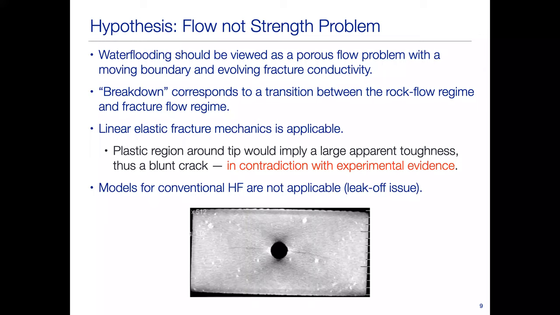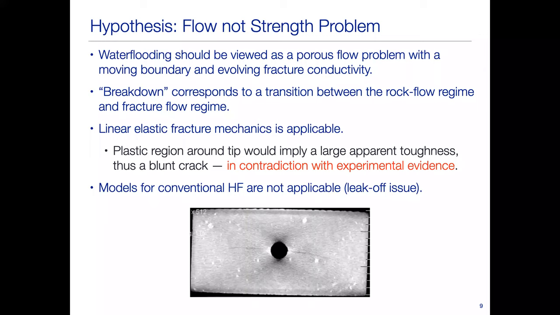And so the thesis that I'm going to pursue here is that the breakdown pressure marks the transition between two flow regimes, which I'm going to explain, a rock flow regime and a fracture flow regime, and has nothing to do with the initiation of the fracture. Okay. And I'm going to use very classical concepts of linear elastic fracture mechanics, but in the limiting case, by assuming that we can neglect the toughness. So in other words, the toughness is set to zero.